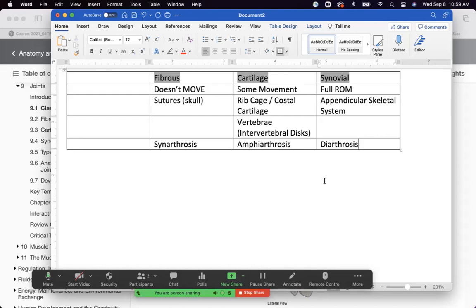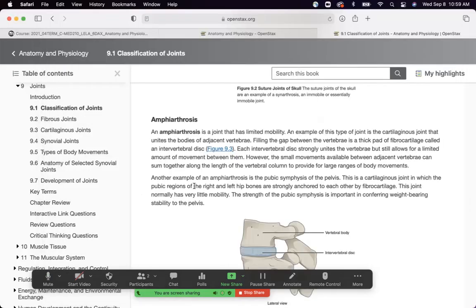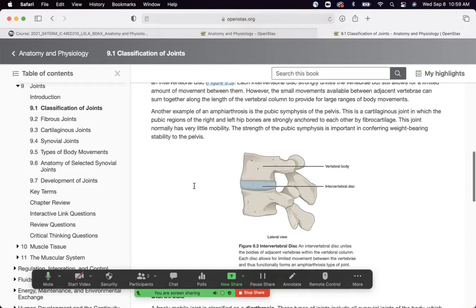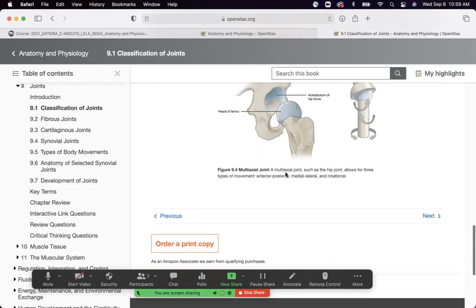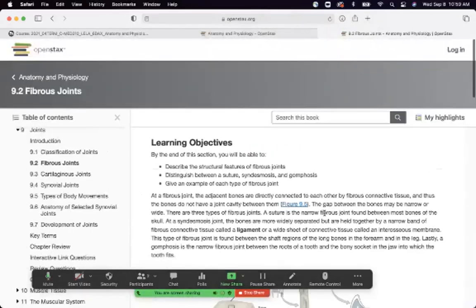Now, the thing about synovial joints is, we know fibrous, it won't move. Amphiarthrosis, also known as cartilaginous, moves just slightly, right? But what does a synovial joint look like?